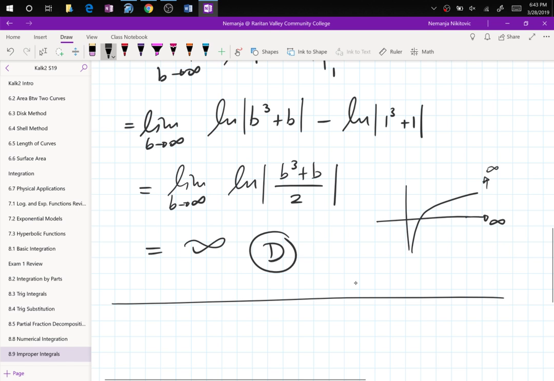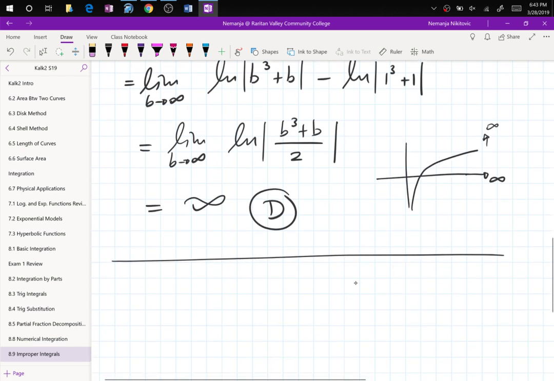Where did you get the over 2 from? From here. Right? Log minus log is log, and you divide. So, your answer is infinity, divergent, or just divergent? Infinity means divergent. Right.